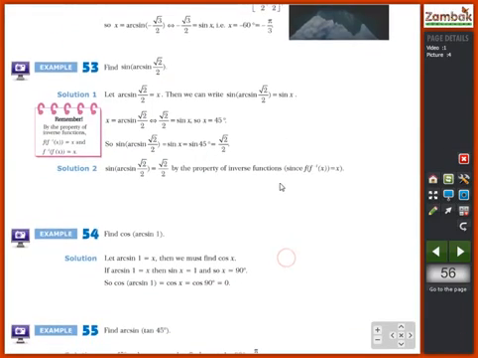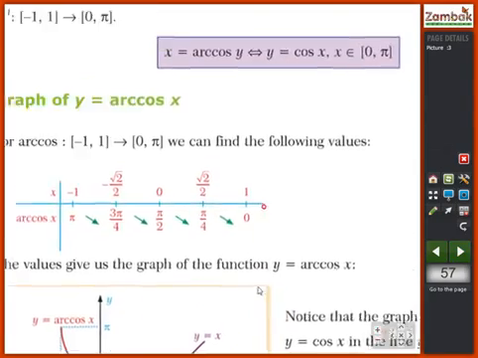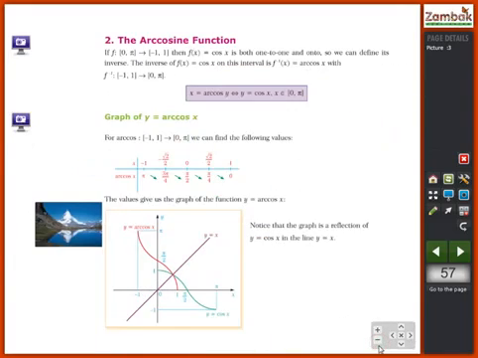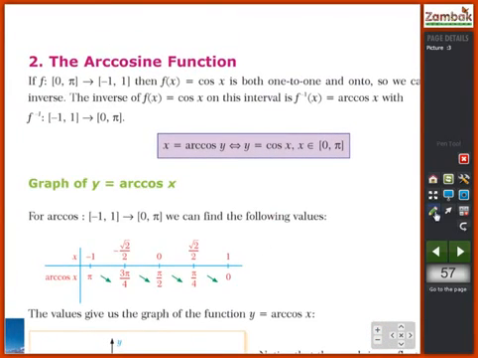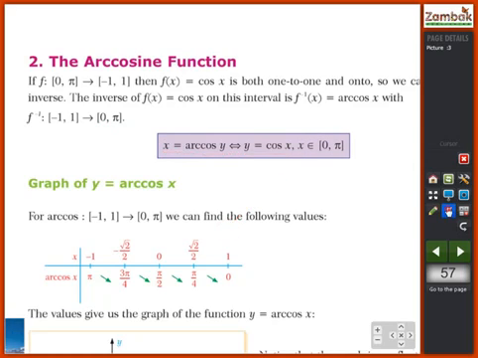Okay, the next topic is the inverse of the cosine function, that is arccosine. Here we will limit the domain of the cosine between 0 and pi. And so the range of the inverse function will be between 0 and pi. This is our function, and this is the inverse of the cosine, arccosine. The value of arccosine is between 0 and pi. Let's solve examples.